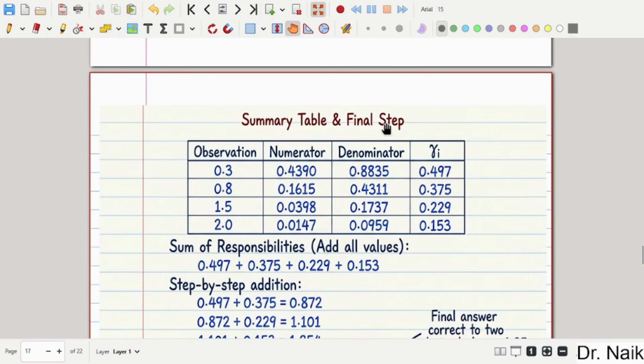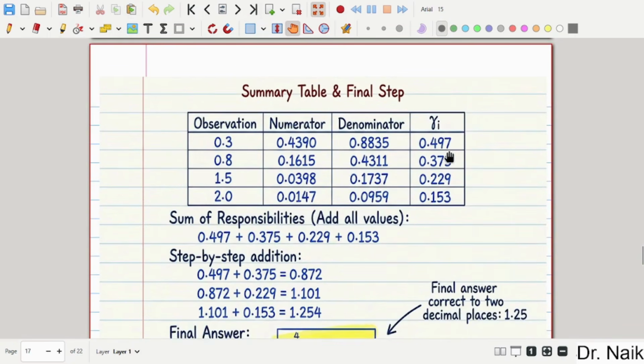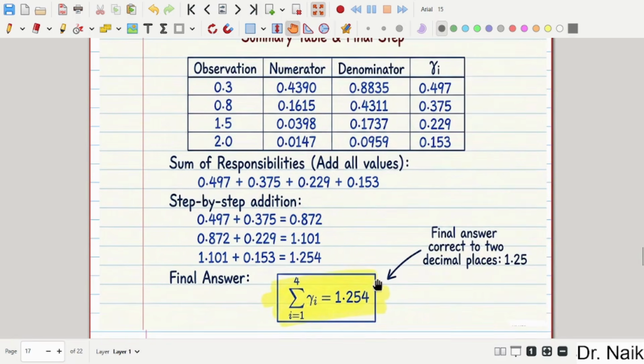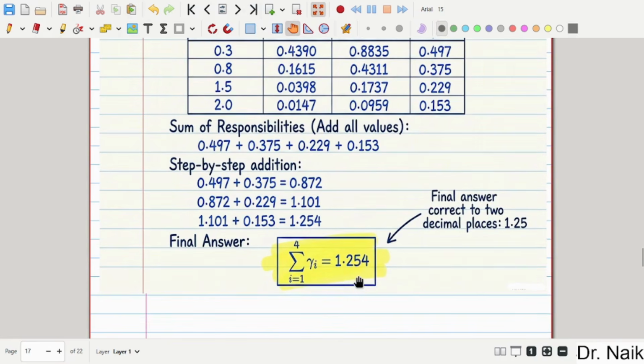So this is our summary table with all observations and their corresponding gamma. Now add all these gammas, that is, the responsibilities. So 0.497 plus 0.375 plus 0.229 plus 0.153 is equal to 1.254. So our correct answer is 1.254.